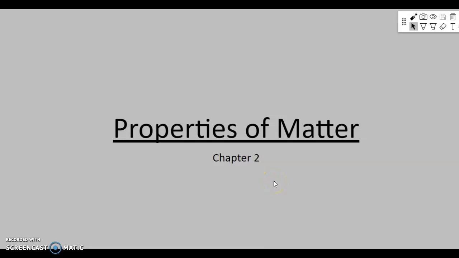Welcome back, class. We are talking about describing matter in this unit. So we're going to start off with a brief discussion on what the different types of properties are. Now, the properties of matter can be described in many different ways. We're going to break it down into just 3 different categories.